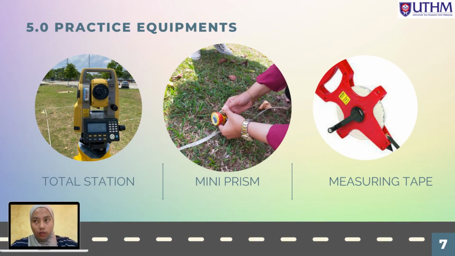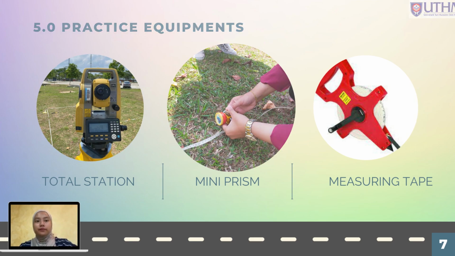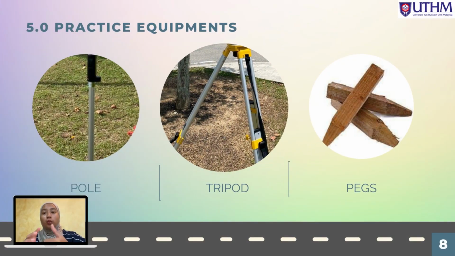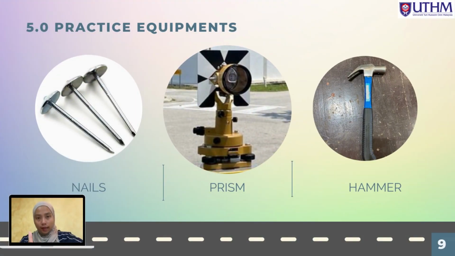Next, I will continue with the equipment that is needed in a setting out project. First, we need a total station, mini prism, a measuring tape, a pole, tripod, pegs, nails, a prism, and lastly a hammer.